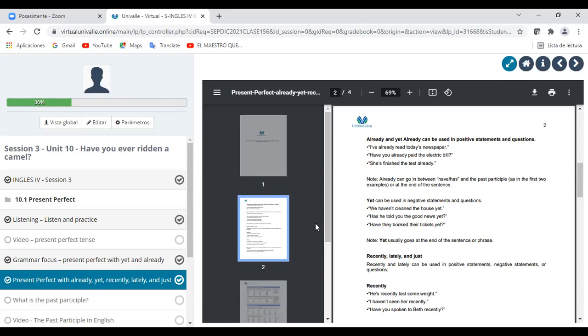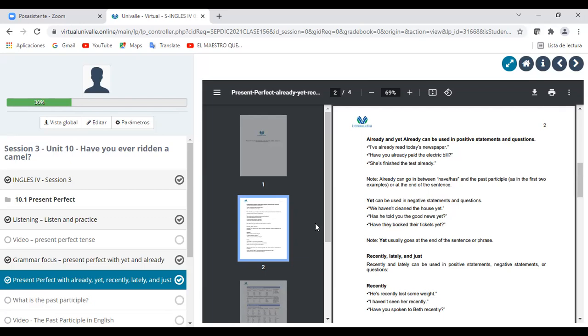Yet can be used in negative statements and questions. We haven't cleaned the house yet. Has he told you the good news yet? Have they booked their tickets yet? Note, yet usually goes at the end of the sentence or phrase.